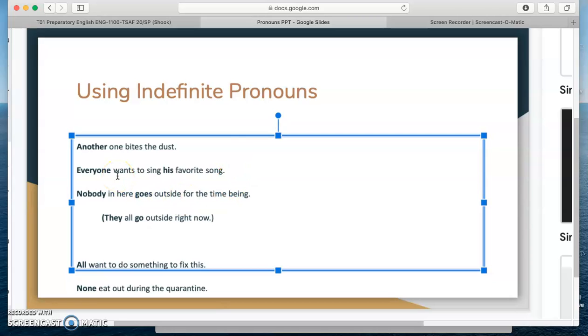Now, you might be thinking, why would everyone be singular if we can assume that there are multiple people? And that's a good question. The reason why is because when you use an indefinite pronoun such as everyone or nobody, you're recognizing the individuality within that group. So let's say that we're at a party with 50 people there. Everyone wants to sing his favorite song, or everyone wants to sing her favorite song.